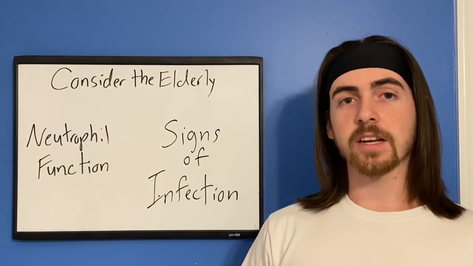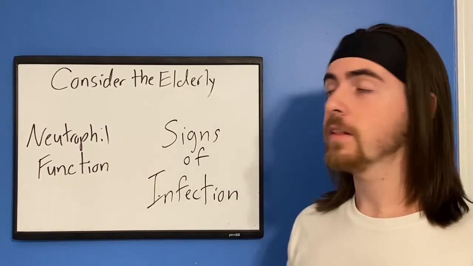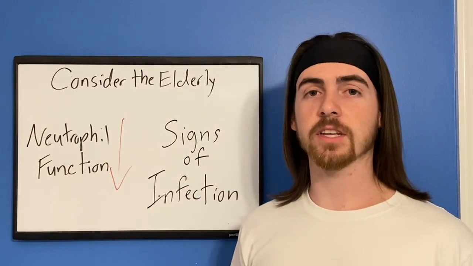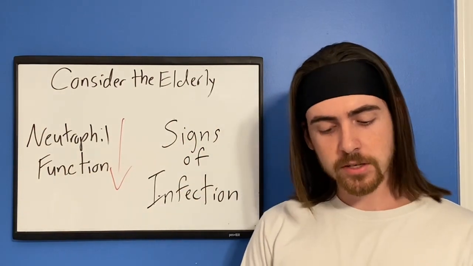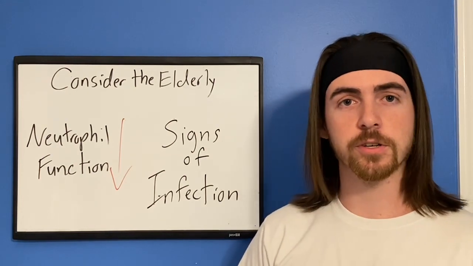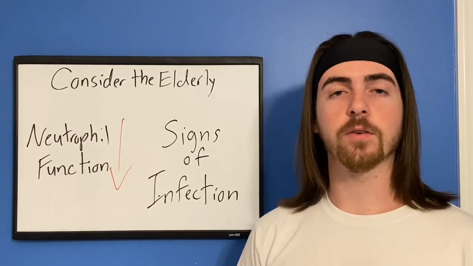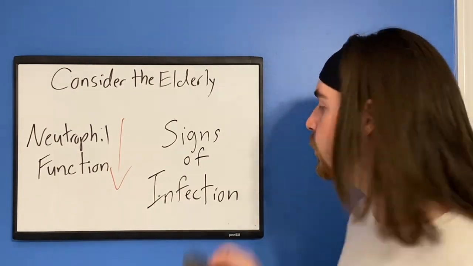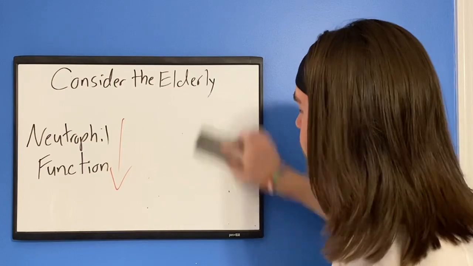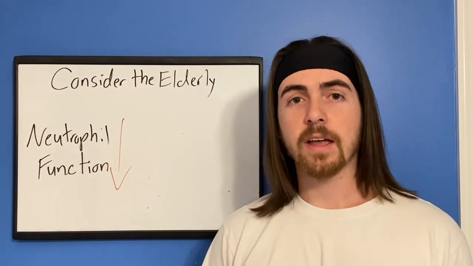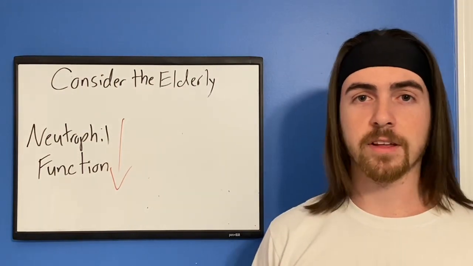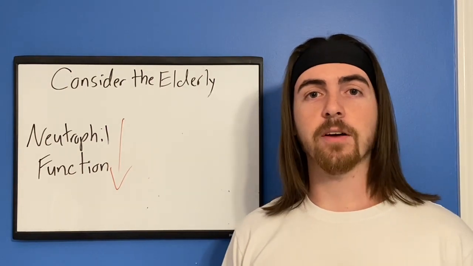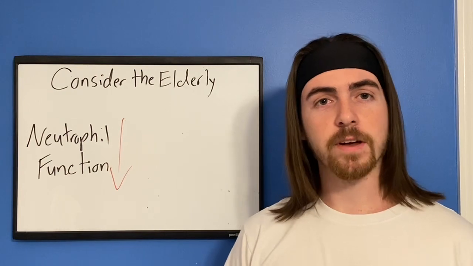The first topic I want to address is considerations for elderly patients. An important thing to take note of is that as patients get older, neutrophil function will begin to decrease. And what that looks like is that those cardinal signs of infection, such as redness, swelling, pus secretion, don't show up when infection occurs. So in other words, those signs of infection that we're so familiar with are not present. We don't see them.